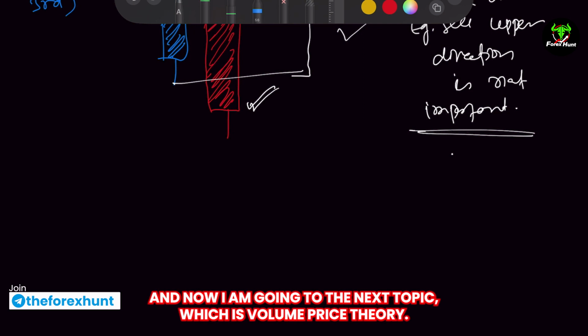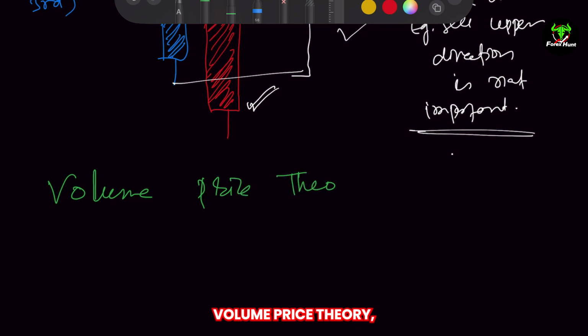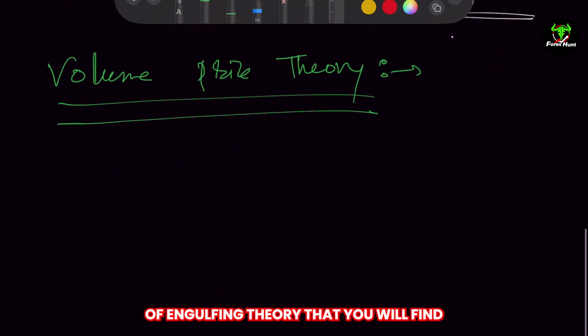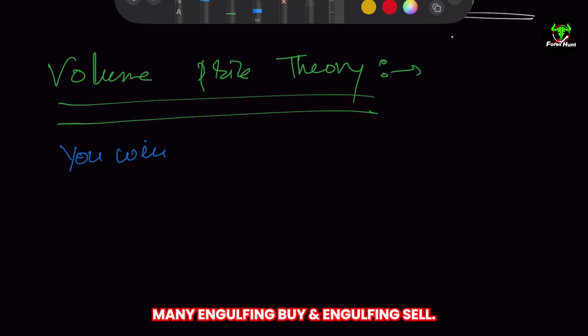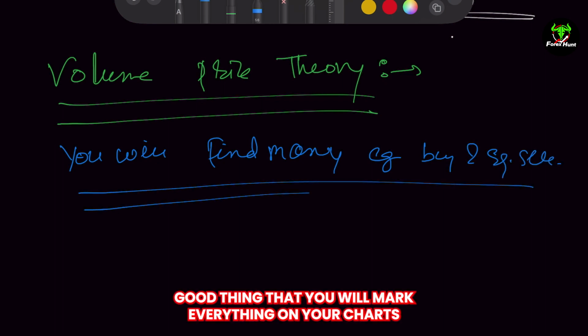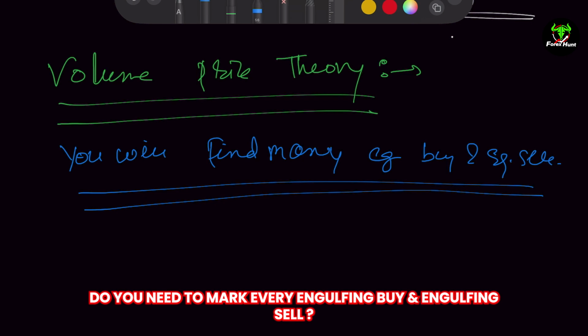Which is volume price theory. I'm writing it here: volume price theory, which is also an important aspect of engulfing theory. You will find many engulfing buys and engulfing sells, EG buy and EG sell. So is it a good thing to mark everything on your charts? You can find millions of engulfing buys and engulfing sells. Do you need to mark every engulfing buy and engulfing sell?